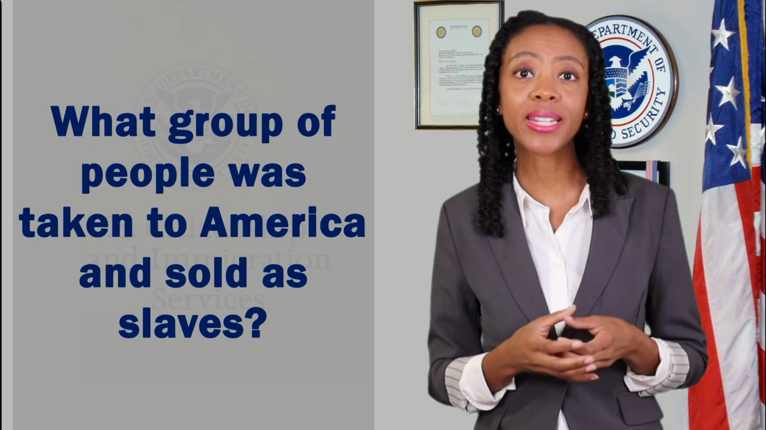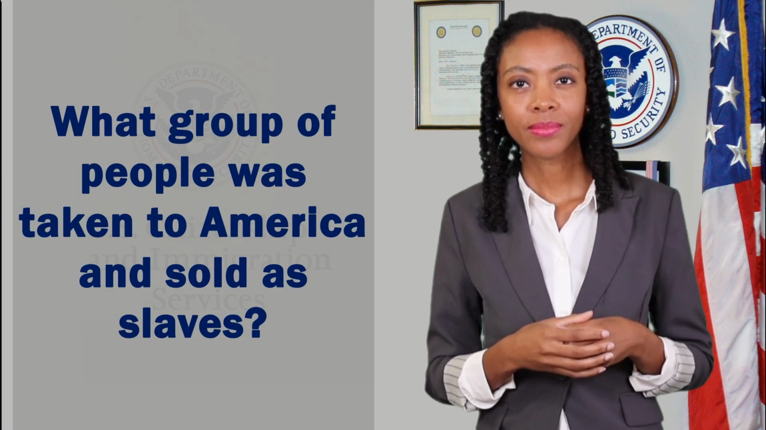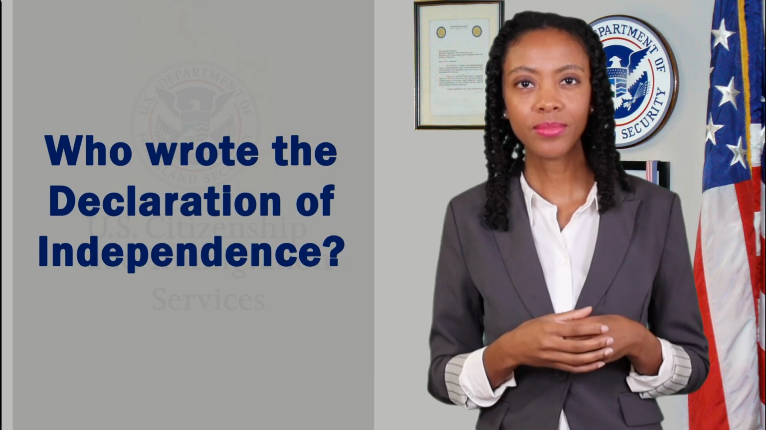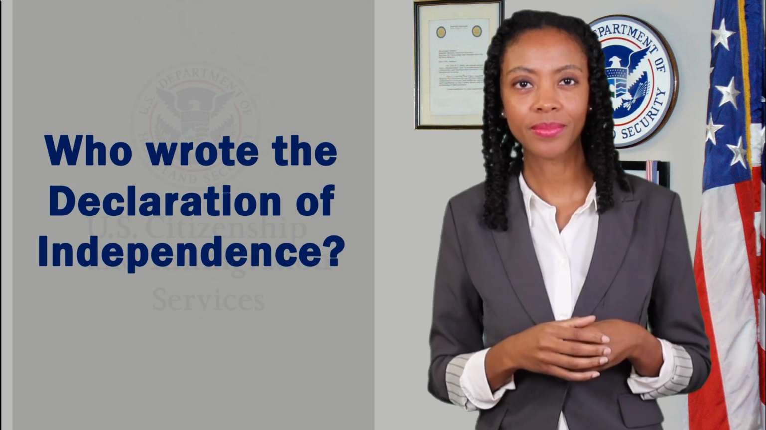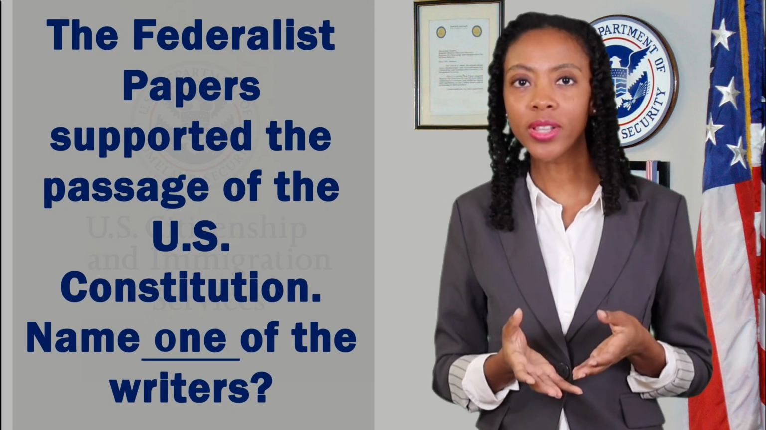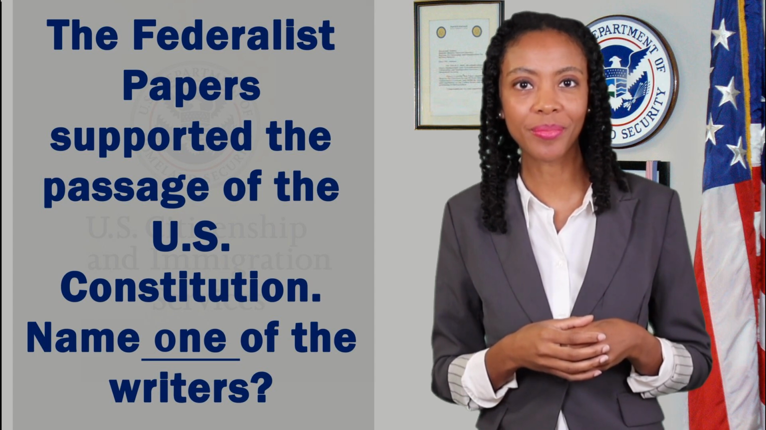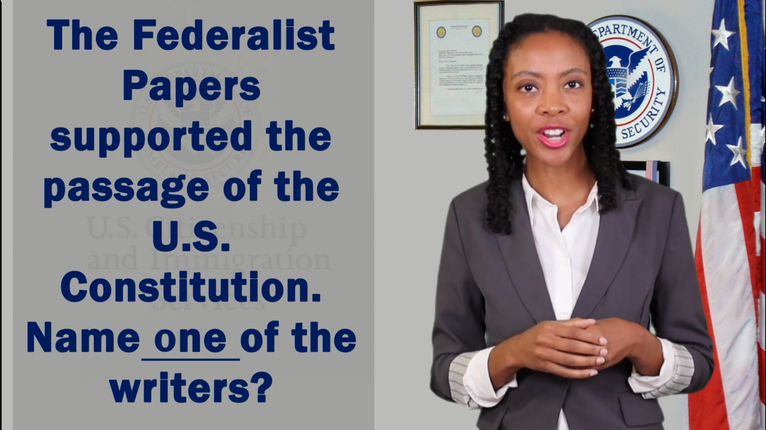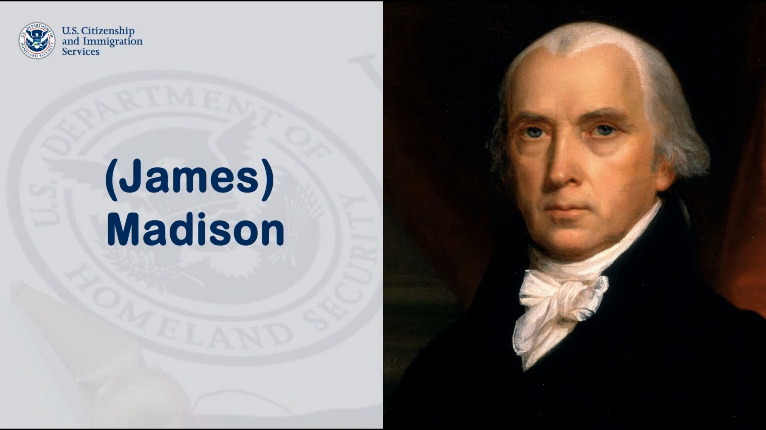What group of people was taken to America and sold as slaves? Africans. Who wrote the Declaration of Independence? Thomas Jefferson. The Federalist Papers supported the passage of the U.S. Constitution. Name one of the writers. James Madison.